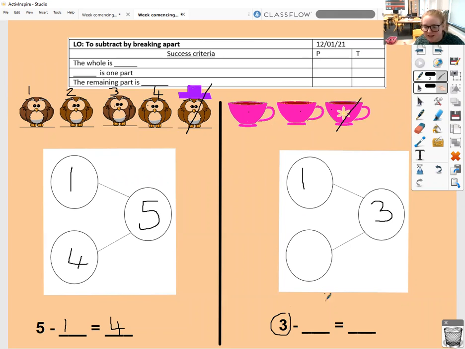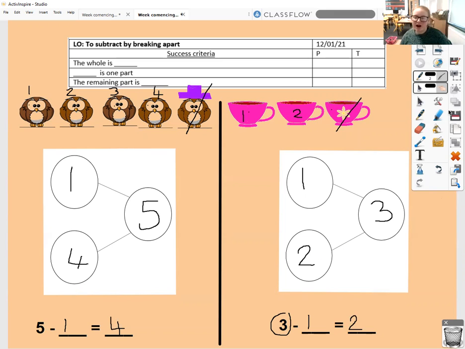If 1 teacup has a flower, my first part is 1. What is my remaining part? How many teacups are left without a flower? Let's have a look. 1, 2. My remaining part is 2. 3 subtract 1 equals 2.